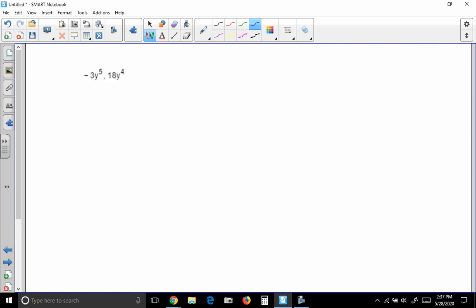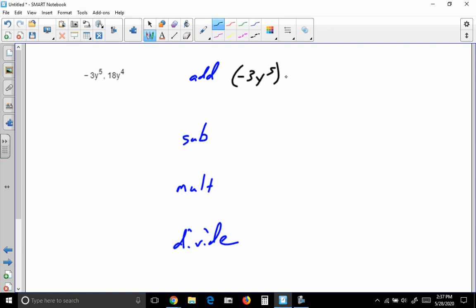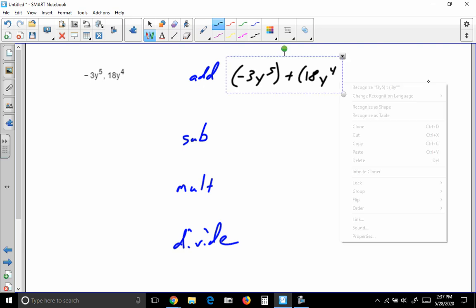Now we have one more problem, and for this problem, it has 4 parts. It asks us to add these, subtract them, multiply, and divide. So let's begin by adding them. Let's do negative 3y to the 5th plus 18y to the 4th.